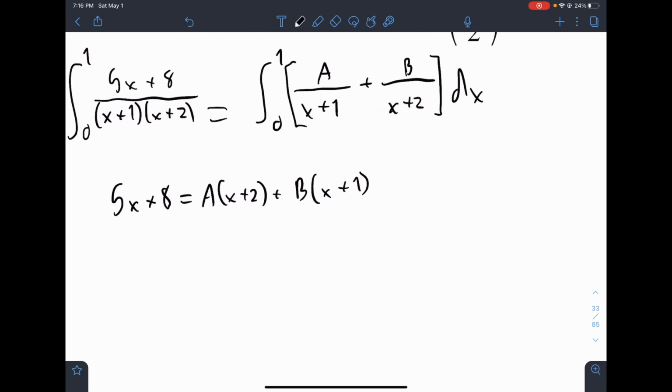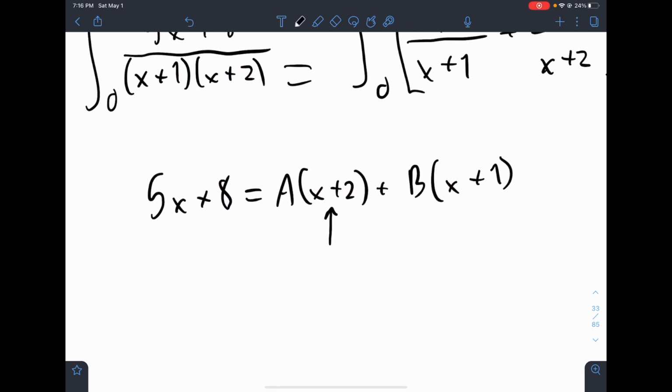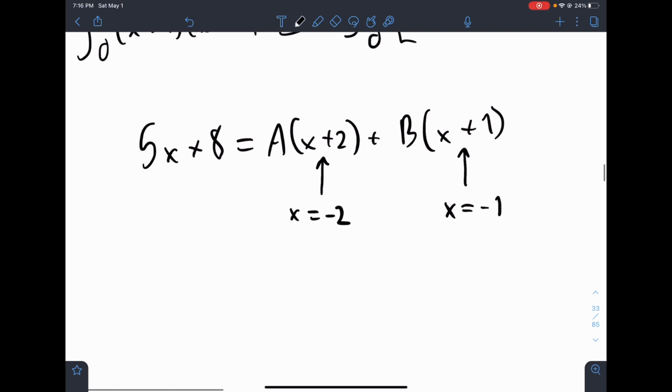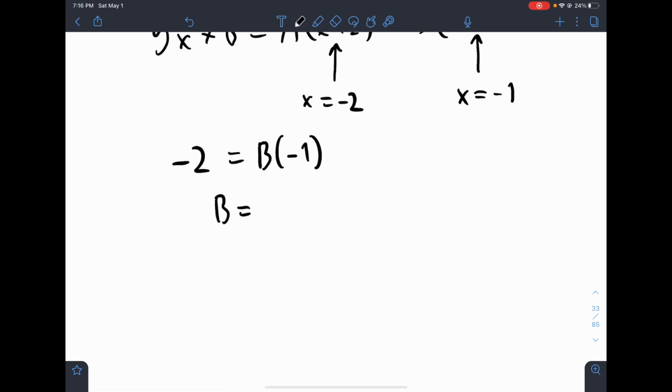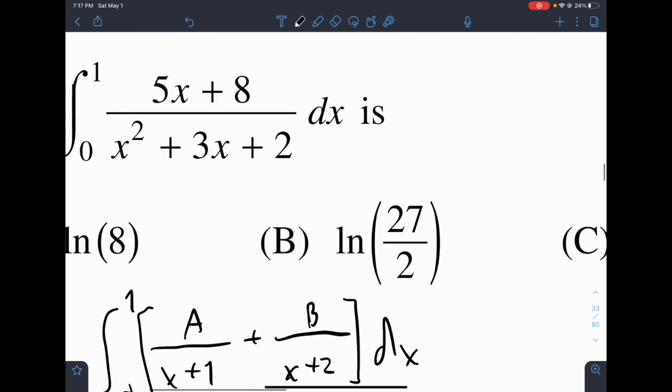So now we're going to find x values so that these inner terms will equal 0. For a, it's going to be x equals negative 2, and for this one, it's going to be x equals negative 1. So let's just say that x is equal to negative 2 first. This will make the left side negative 10 plus 8, which is negative 2. And then this part will just be 0, so we don't have to worry about a. And negative 2 plus 1 is negative 1, so b times negative 1. Now if we solve for b, we get b is equal to 2.